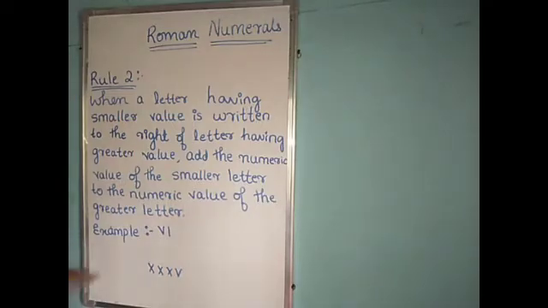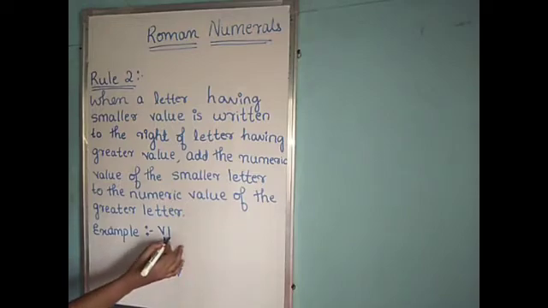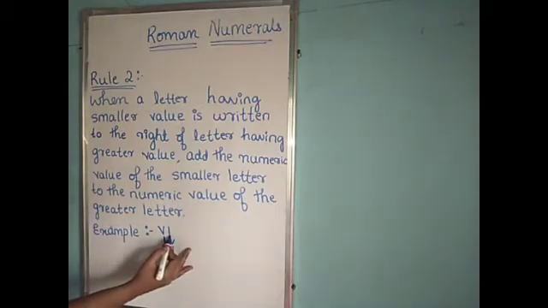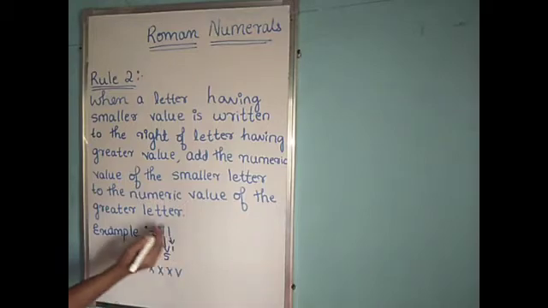For example, here VI. The value of V is 5 and the value of I is 1. So V is the letter of greater value and I is the letter of smaller value. Here the letter of smaller value is written to the right side of the letter of greater value.